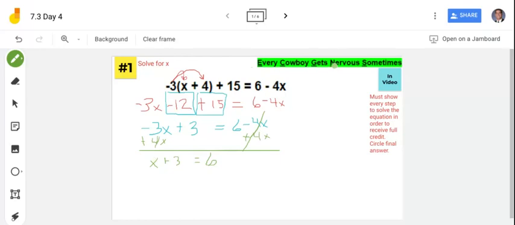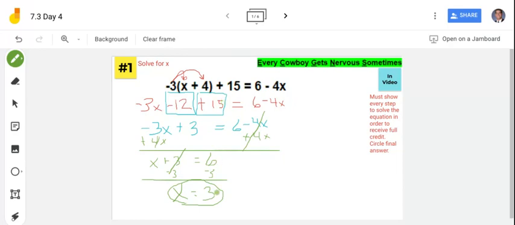Step 4, the N on "nervous" reminds me to get the numbers on the other side. That way my variable x will be isolated. It will be by itself on the left side of the equation. So to undo addition, I do subtraction. I subtract 3 from both sides. Those 3's cancel. And so x equals 6 minus 3, which is 3. X equals 3.